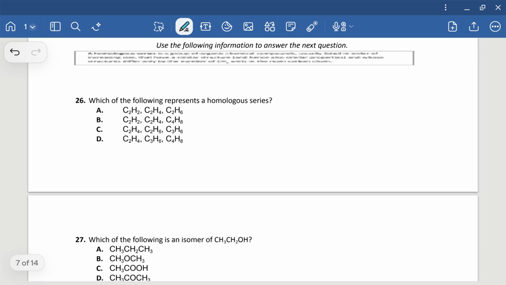26 is talking about a homologous series. If you have a homologous series, you are just increasing or decreasing in one carbon. So it's not going to be the first one because they stay the same. It's not going to be the second one because they're not increasing in a nice order. It's not going to be this one because same thing, carbons aren't increasing. So it's only D that is possible. So C2, C3, C4, and we can take a look and see that they're all in the same family.